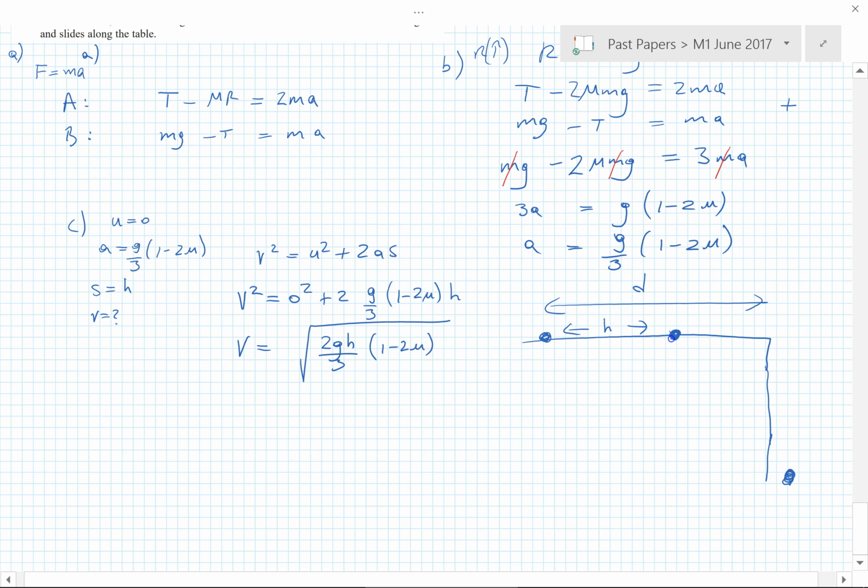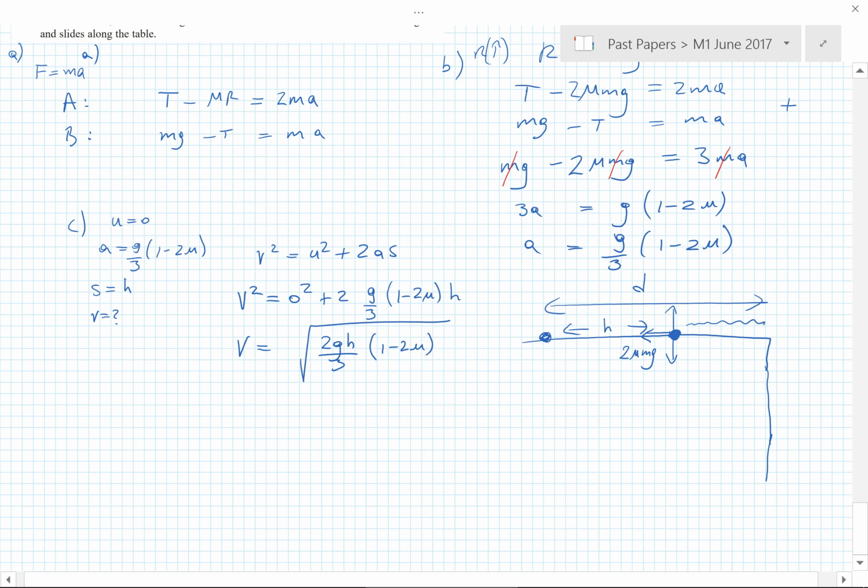Now after this particle hits the ground here, the string will become loose. At that point there's friction, but there's no tension, so the string becomes loose, and we just have friction going in this direction. And the friction is equal to 2 mu mg, because R is equal to 2mg. It's just going to decelerate, so we want to find this extra distance here in terms of h.